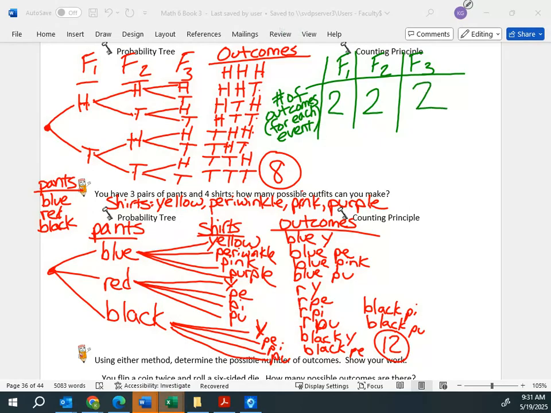Now comes the mathy part. To figure out how many outcomes there are all together, I'm going to multiply each of our individual outcomes. What is 2 times 2 times 2?